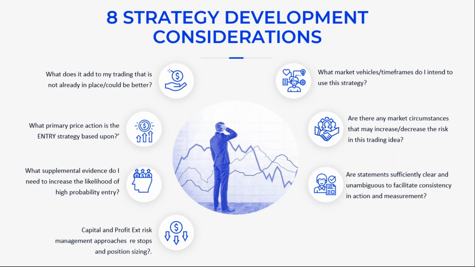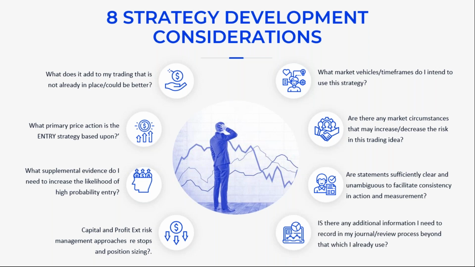Are statements sufficiently clear and unambiguous to mean that you can be consistent in action and measurement? Does it cover all bases? Remember when we talked about breakout, we need to define what we mean by that. When is a breakout a real breakout? So you've got to define that price action absolutely crystal clear. You've got to say what other considerations are absolutely clearly so you can carry on trade. There's no is it or isn't it when you look at a chart. It is or it isn't. It really should be that simple.